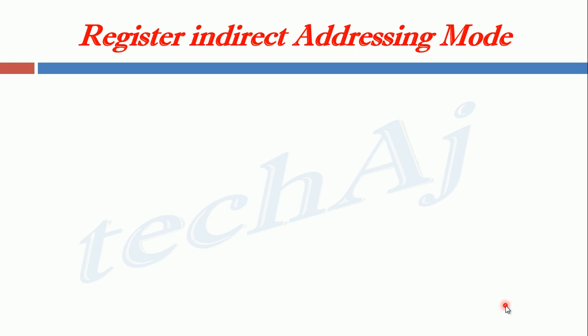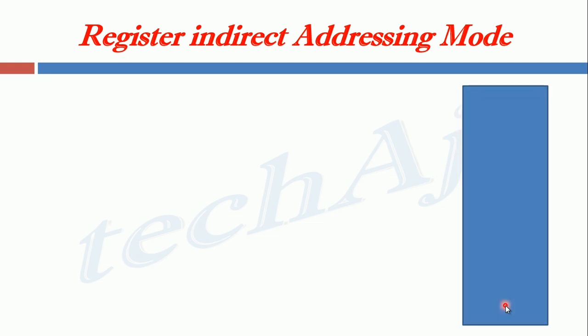Let us understand the register indirect addressing mode with one example. Suppose this is our RAM memory. On this RAM memory we have the register R0, and initially R0 has the value 20H. Similarly, at address location 20H, we have stored the value 43H.